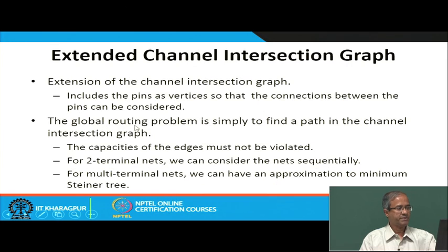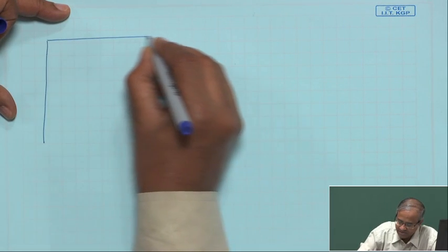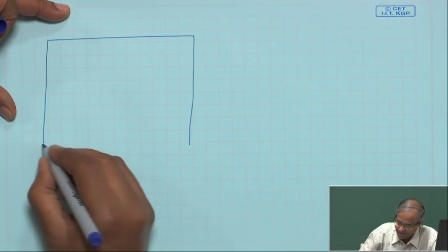So, going back, the global routing problem is basically to find a path in the channel intersection graph. The capacities of the edges must not be violated. For 2 terminal nets we consider them sequentially, and for multi terminal nets we can use an approximation to the minimum Steiner tree. Let me take a very simple example to illustrate how these regions are generated.